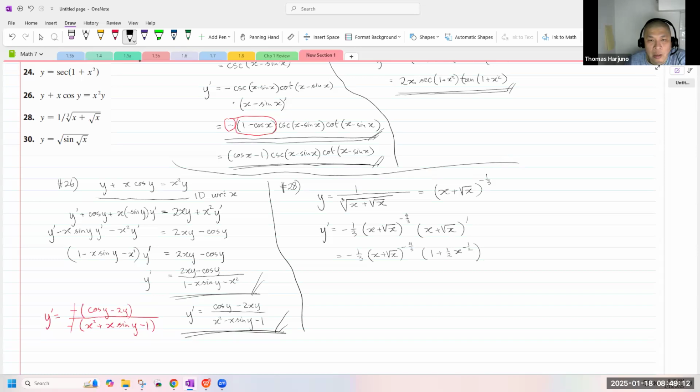I don't know how ugly this will be, but let's try. This is negative 1 here, and at the bottom we have... do I want to rewrite that into cube root? Let me write it this way first: x plus cube root of x to the power of 4/3, times 1 plus 1 over 2 radical x. I'm sorry, not radical 2.